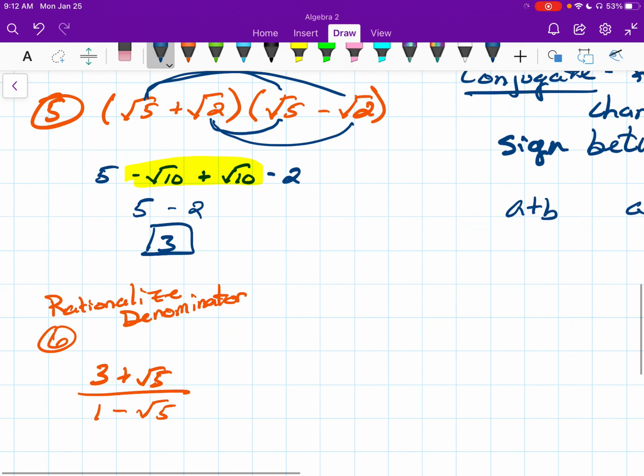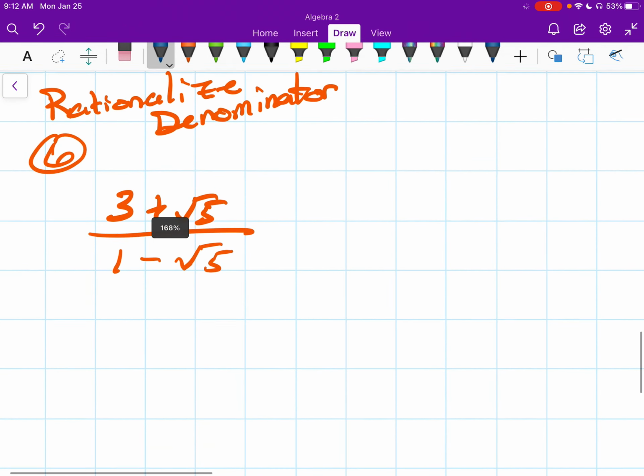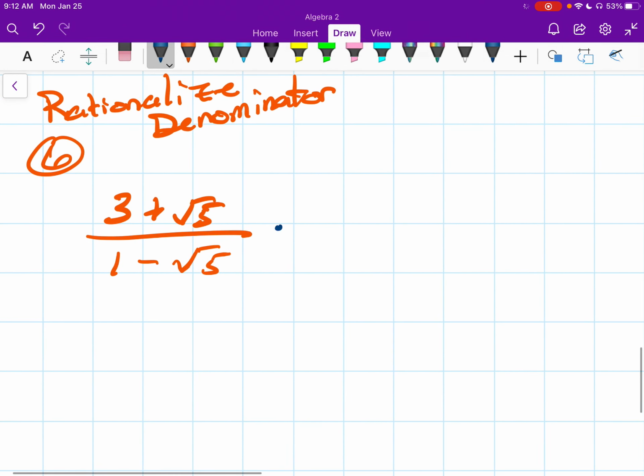What we're going to do here is use a conjugate. Just like in number 5, how they canceled the roots out, we're going to do that same thing. We're going to create a conjugate of the denominator. So my conjugate is going to be 1 plus root 5. And you rationalize by multiplying by a fancy 1. In order to do that, we have to have the top and the bottom be the exact same thing. So the top and the bottom are 1 plus root 5.